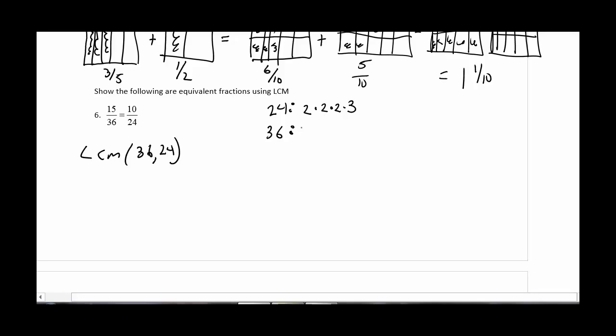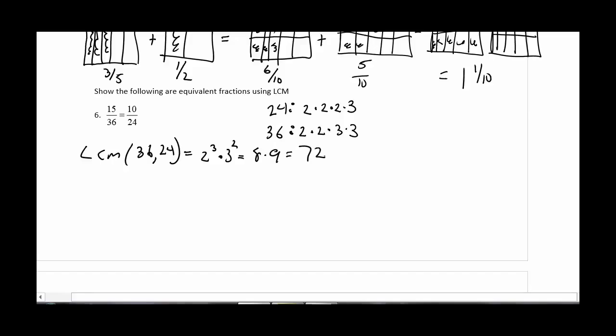And 36 would be 2 times 18. 18 is 2 times 9, and then 3 times 3. And so when I look at the LCM then, I know it's got to have at least 2 cubed in it. And then I can see it's got to have 3 squared in it. So that's 8 times 9, or 72.